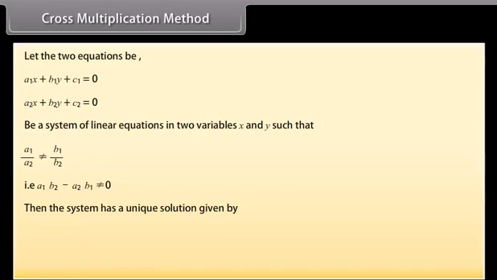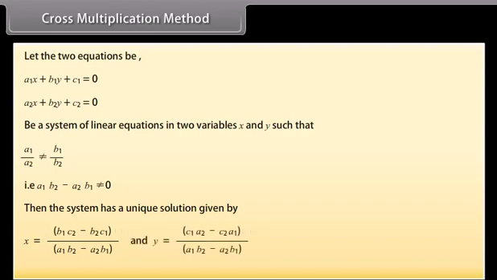Then the system has a unique solution given by x is equal to b1 c2 minus b2 c1 whole upon a1 b2 minus a2 b1 and y is equal to c1 a2 minus c2 a1 whole upon a1 b2 minus a2 b1.